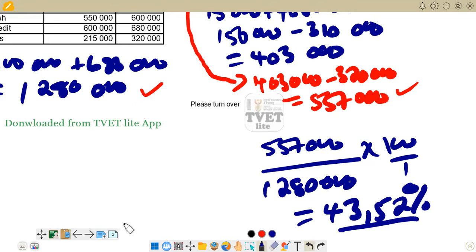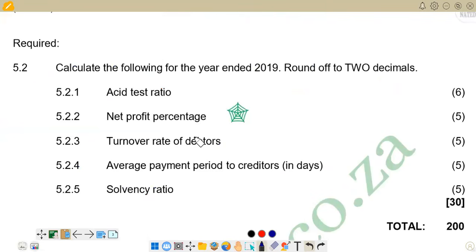Then we go again to see what we have on the next one, which is turnover rate of debtors. This is now 5.2.3.